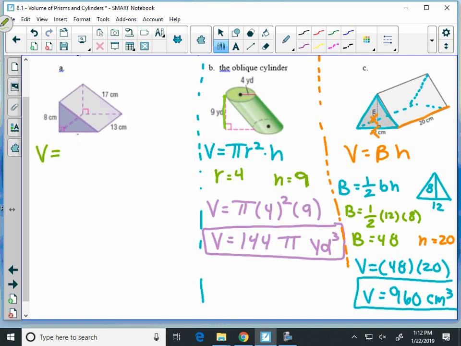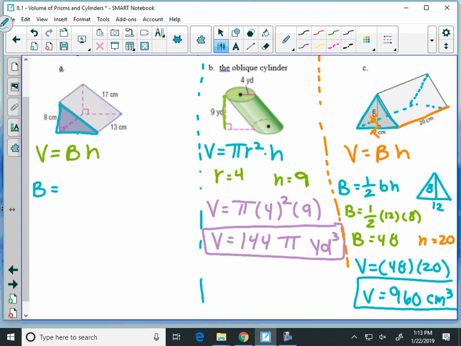What's the formula for the volume of a prism? Big B times H. Good. Now we have to figure out what our big B and what our H is. So we have to figure out what's the shape of my base. Well, what is there only 2 of in that prism? There's 2 what? Triangle. Okay. There's a triangle here. So our base is a triangle.